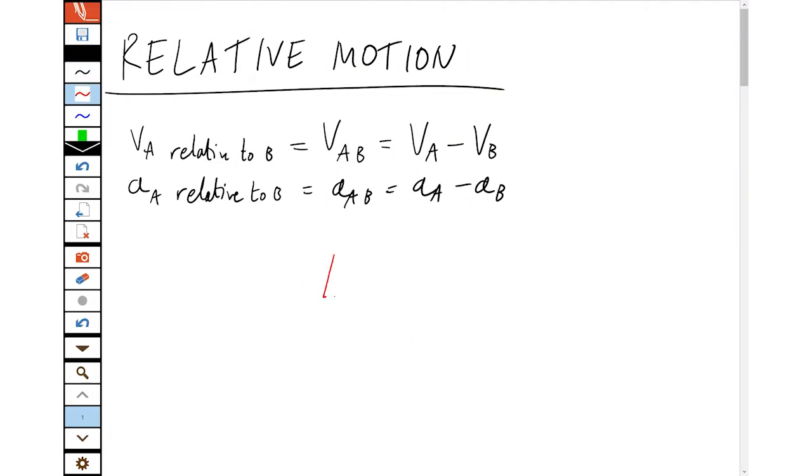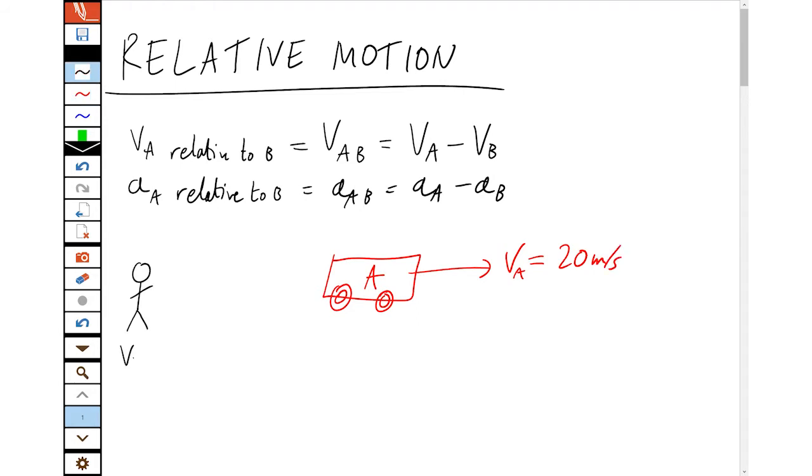Let's say we have car A speeding along at 20 meters per second. And I'm just standing here, zero velocity. So the velocity of A relative to me is the velocity of A minus the velocity of me. 20 minus 0 is 20 meters per second. So it's getting away pretty fast.